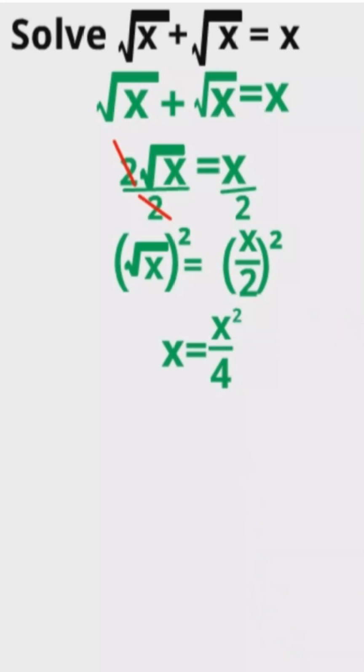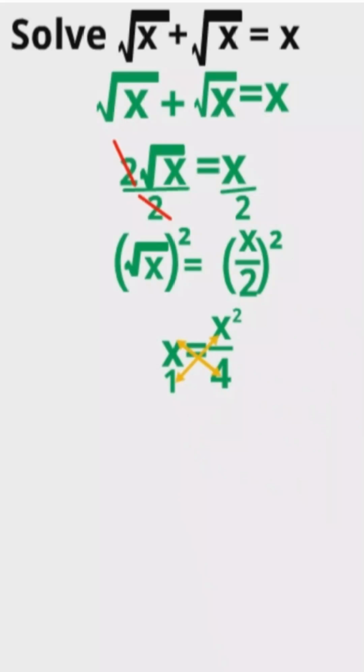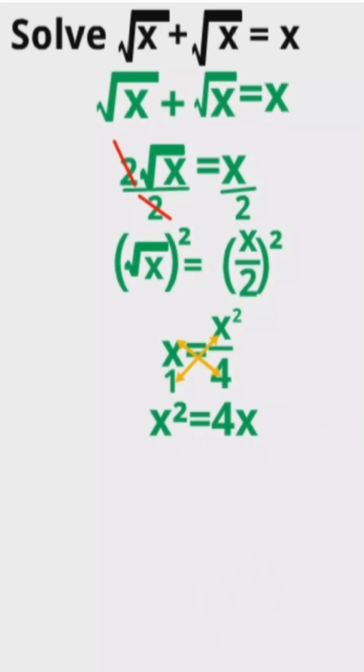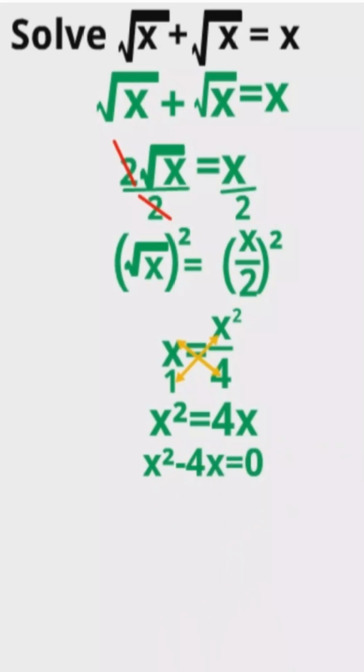In our next step, we cross-multiply, which is x squared multiplied by 1 and x by 4, resulting in x squared equals 4x. From here, we form a quadratic equation by moving all terms to one side, which will give us x squared minus 4x equals 0.